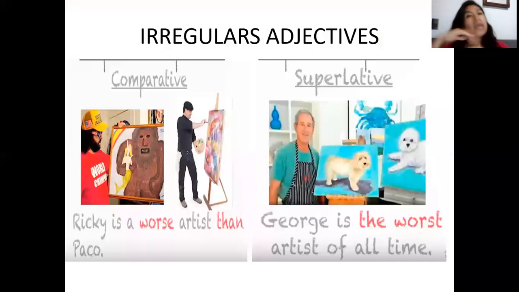Well, we have an example using an irregular adjective. In comparative, use the adjective bad. So the example says, Ricky is a worse artist than Paco. But in superlative, George is the worst artist of all time.